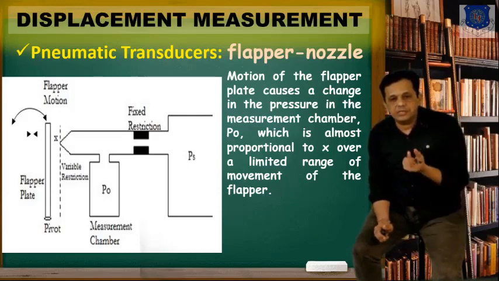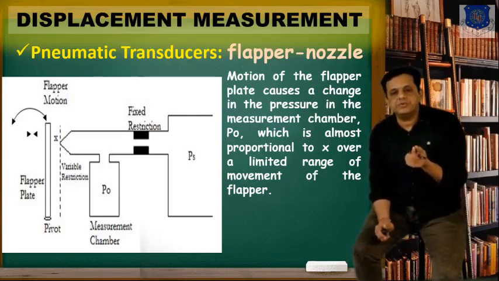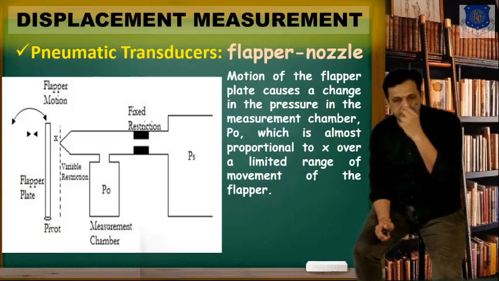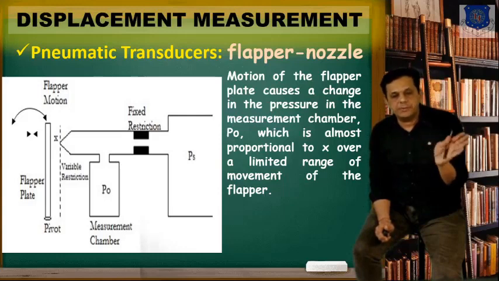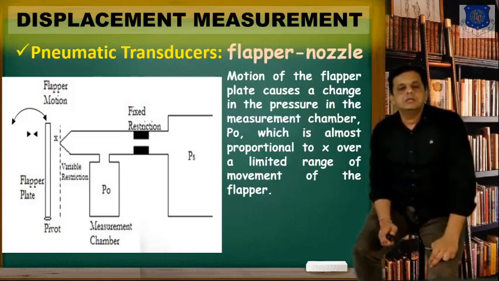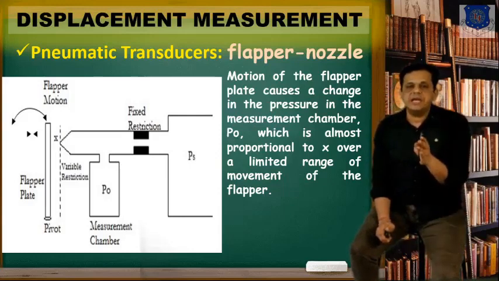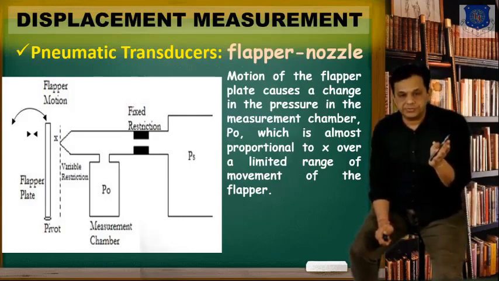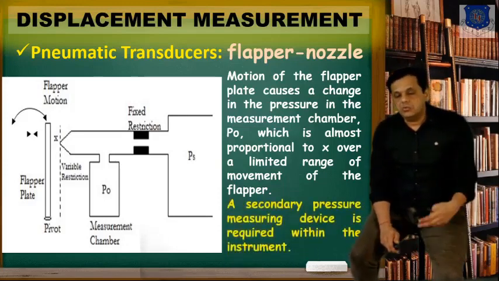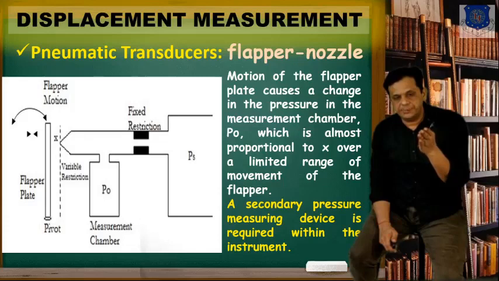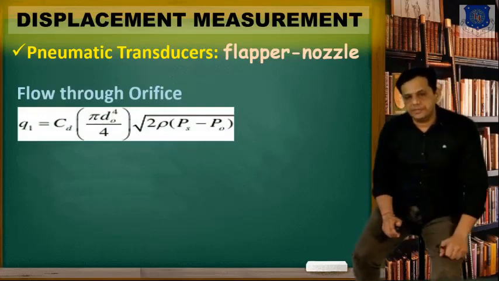So if X is smaller, this gap is smaller, so a smaller amount of pressure will be liberated from that point, hence PO in the pressure measurement chamber will be higher. And if X is larger, more pressure will be released and there will be a smaller value of PO. So that will indicate the amount of X, and X is decided by the motion of the object. Now what we have to do, we will measure this pressure PO and you can calibrate it in terms of displacement.